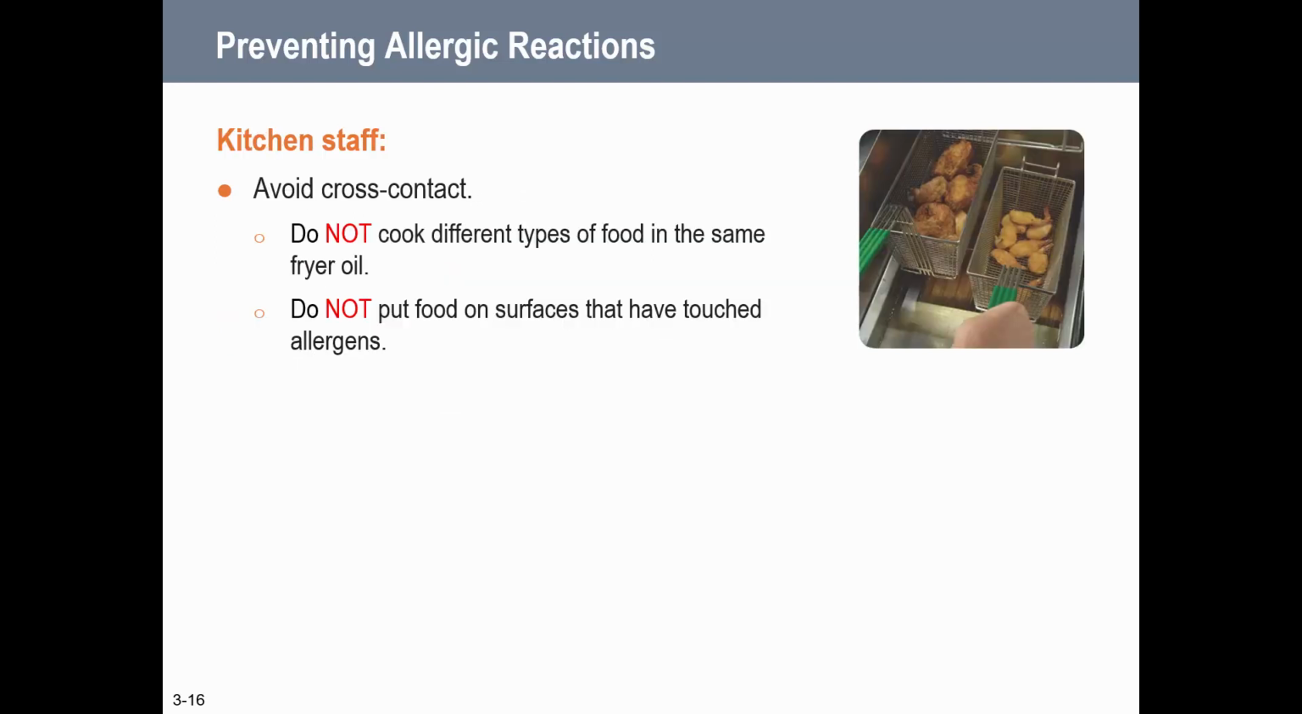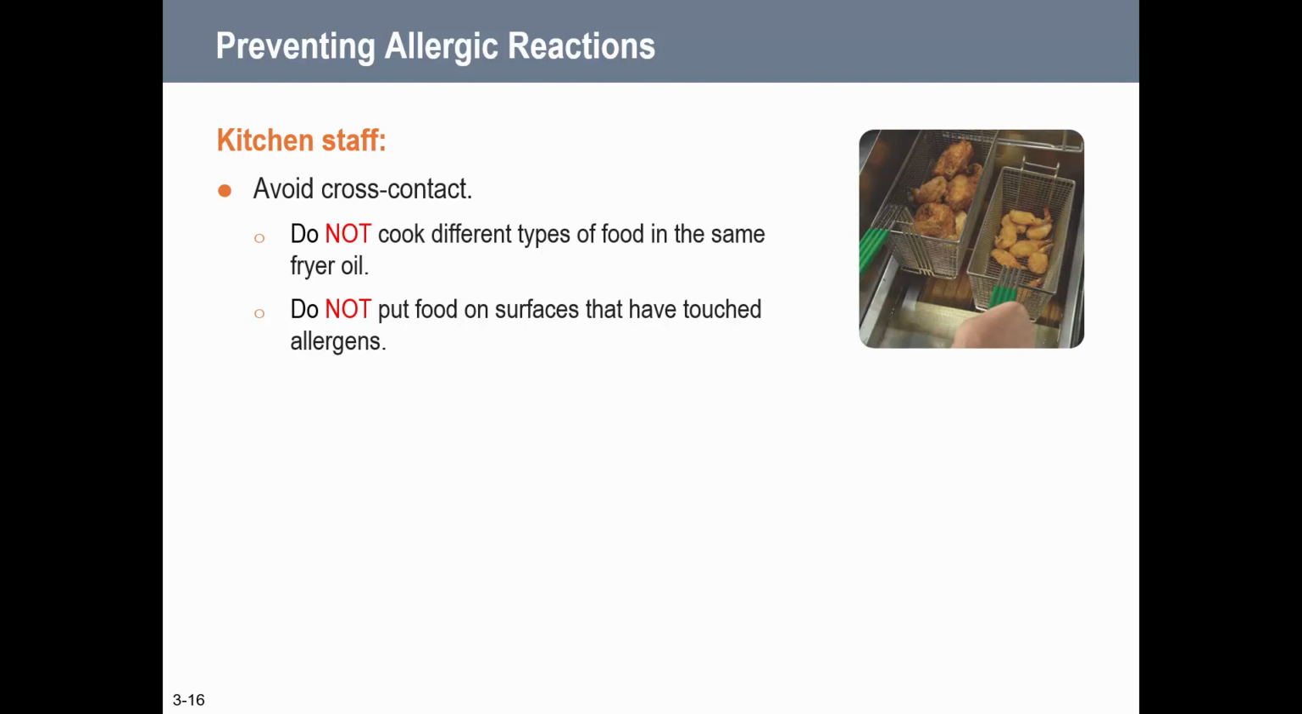Kitchen staff need to avoid cross contact, and there are a lot of ways this can happen. Cooking in the same oil can be a problem, such as fish and chicken. It could also be, if someone has a gluten allergy, cooking French fries in the same oil that you're cooking fried chicken that's been breaded. So that's one way. Surfaces can do this too, so using the same pan or flat top or cutting board or knife or even gloves and your hands. Let's say you made a grilled cheese on the flat top and now you're cooking chicken, and that person was allergic to wheat.